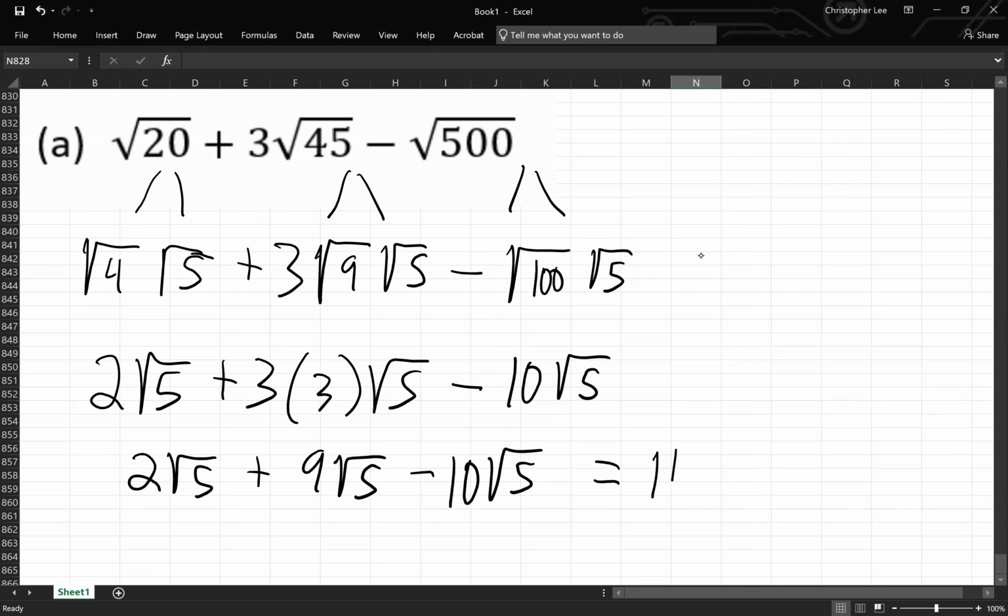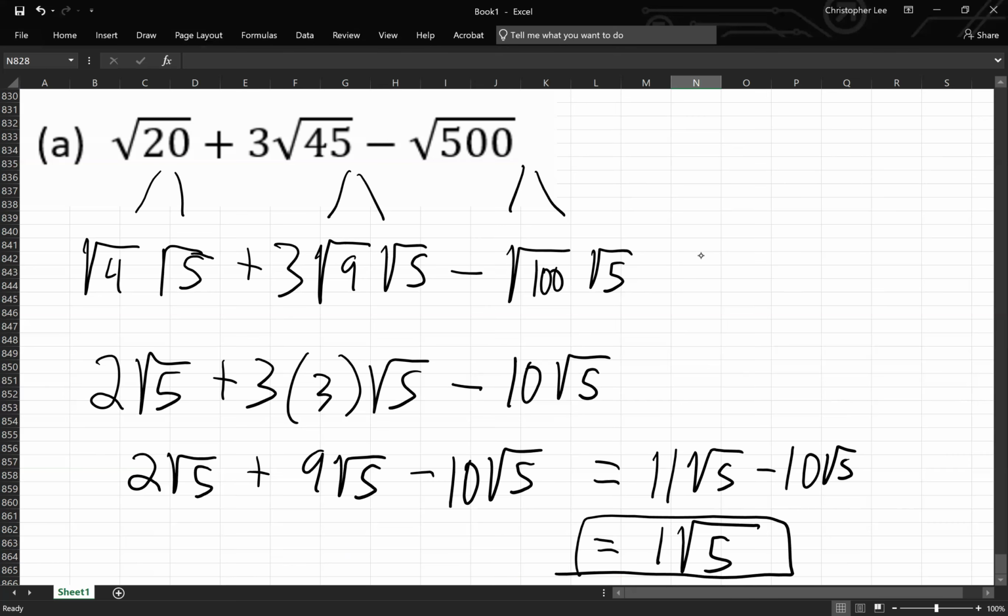It's going to become 11 square root 5 minus 10 square root 5. Final answer will be just 1 square root 5. You could just say square root 5. You don't got to say the 1 if you don't want to, but same thing. Questions on this? Good?